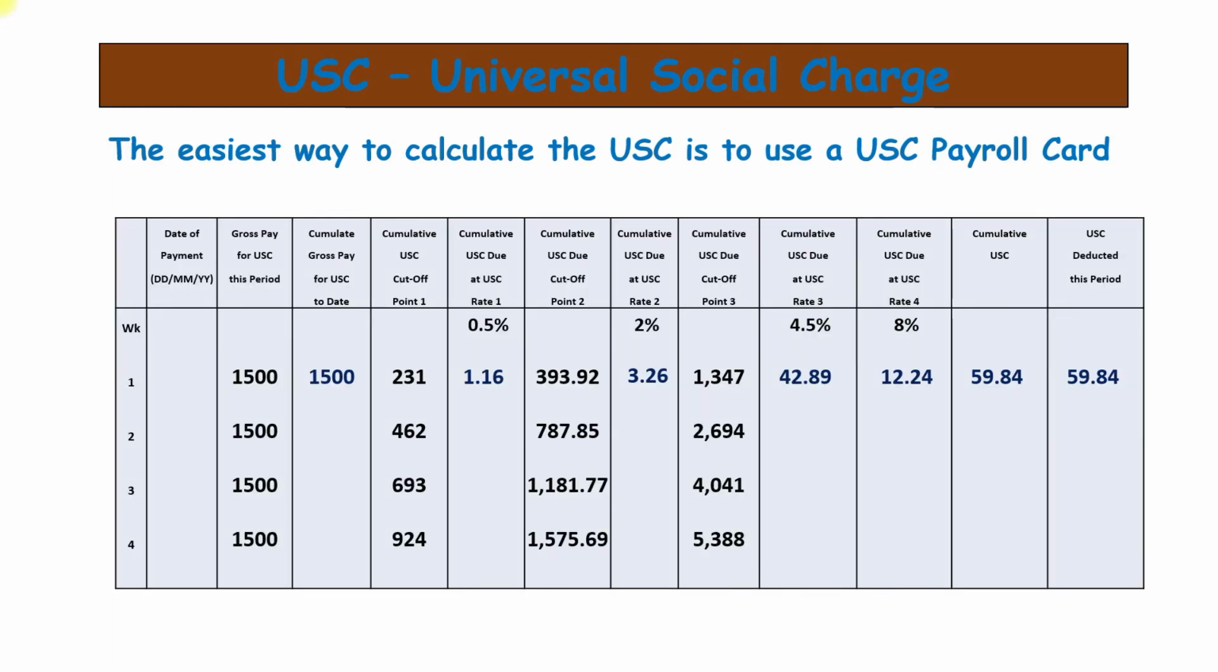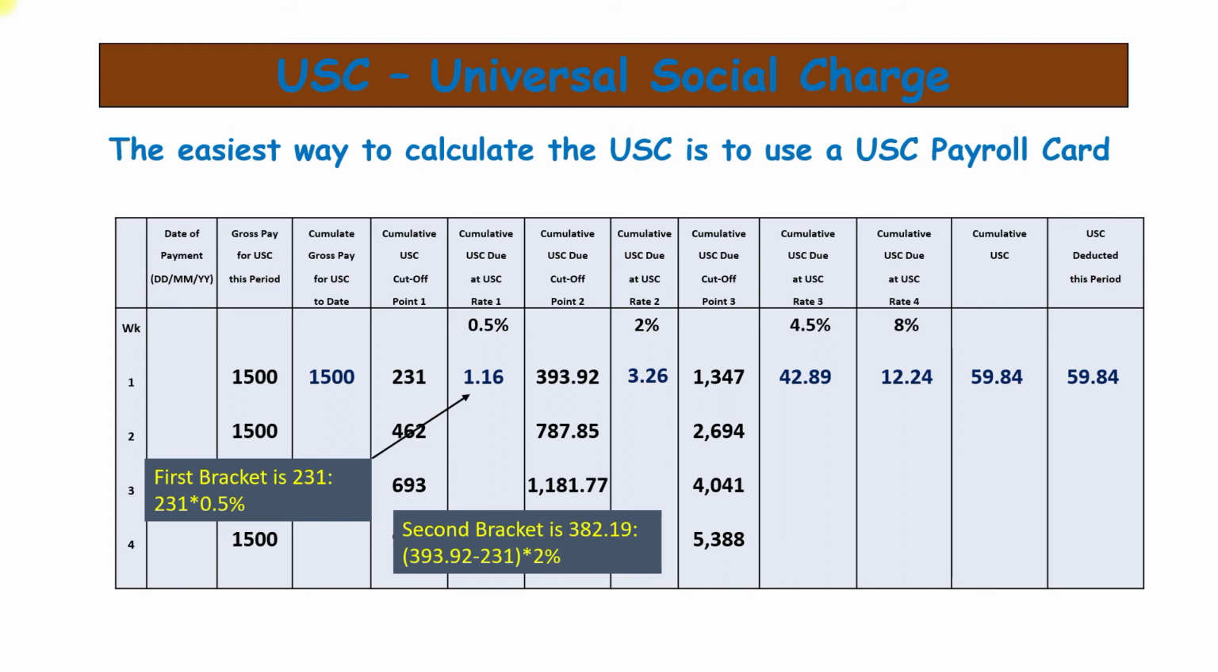A USC payroll card is the best way to understand and to calculate USC. Cut-off points 1, 2 and 3 are already filled in, and we have filled in the gross pay for the first week for this exercise. The first 231 of that is calculated at 0.5%, which will always be 1.16.